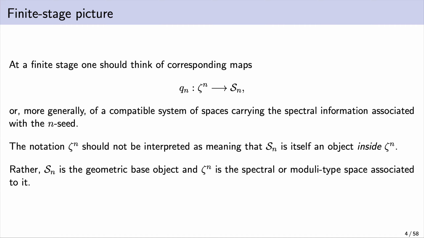So in the finite stages, we should think of the maps Qn, where n is finite, the map from, say, Zn to an n seed. And the notation zeta n is not to be confused to mean that the n seed is an object inside Z of n.